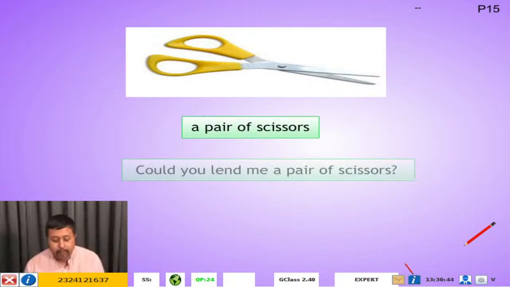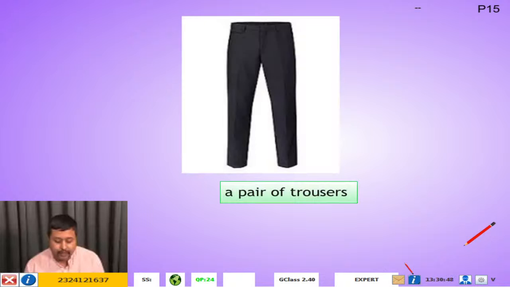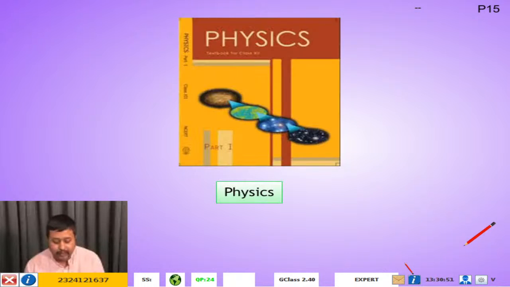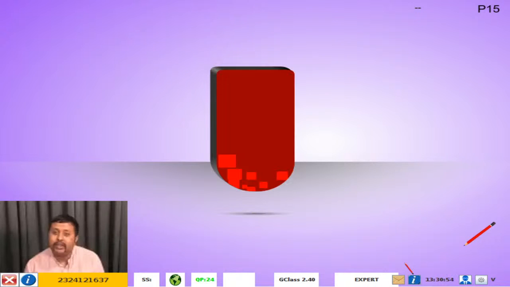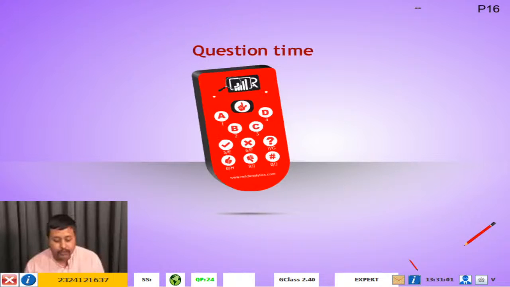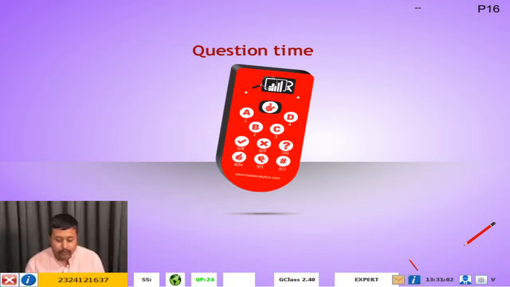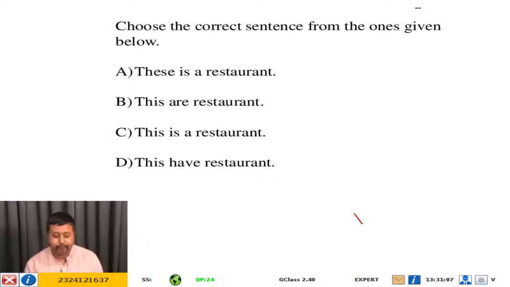So this is what? A pair of scissors. Could you lend me a pair of scissors? Then a pair of trousers. Then physics is what? I find physics very interesting. So these were some examples of singular and plural nouns that we will discuss. But before that, here is a question coming your way. So again, to answer this, I'll give you 40 seconds and your time starts now.